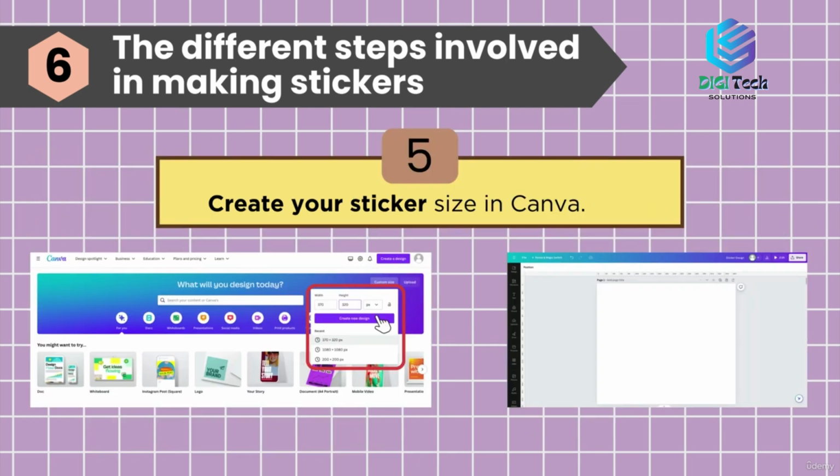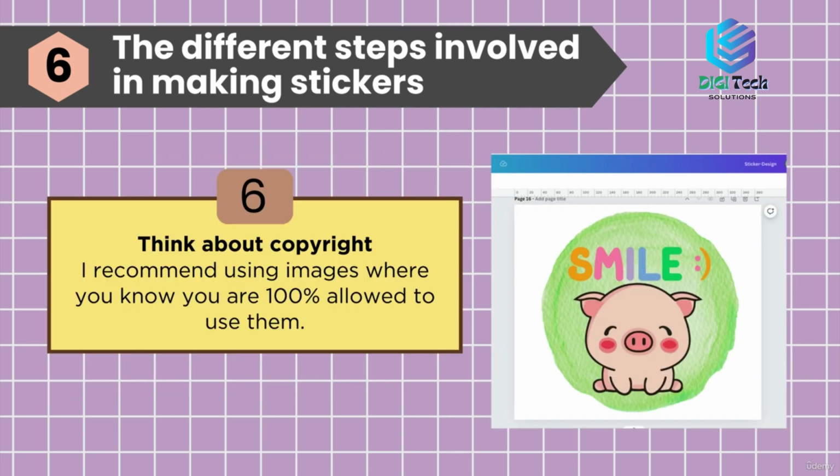The next step is to create your sticker size in Canva. In Canva, you can create your own custom size for your design. The next step is to think about copyright. To avoid this problem, I recommend using images where you know you're 100% allowed to use them. For example, in Canva, you have access to many different copyright-free images. So don't just save images from Google Images without checking for their permission. Make sure you can use images before you add them to your design.